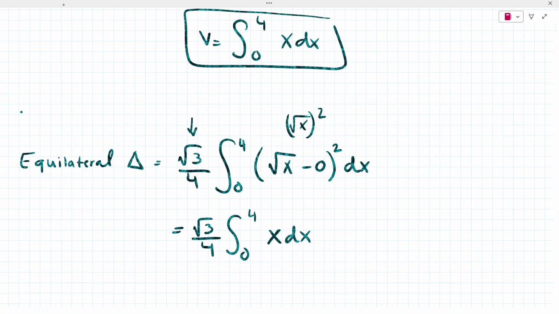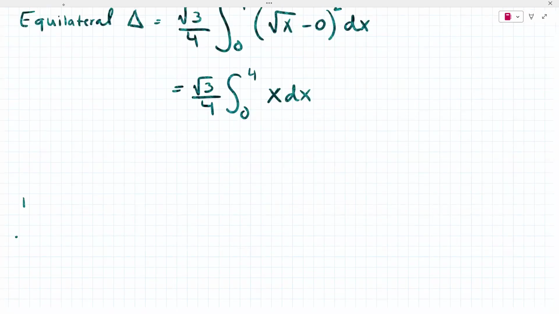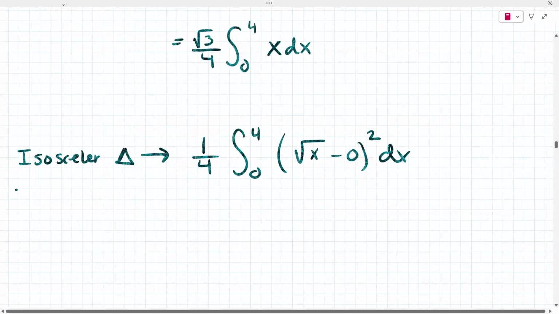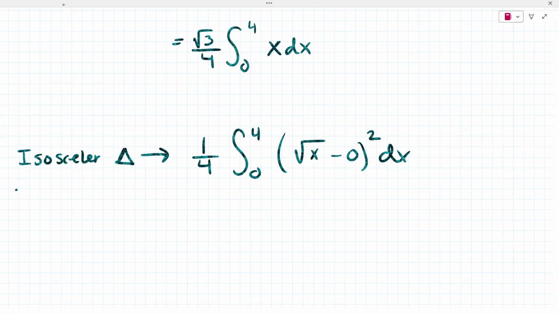Now, what about an isosceles triangle? Isosceles triangle is going to be 1/4 times the integral from 0 to 4, and it's going to be the top minus the bottom. The top is radical x minus the bottom, squared, dx. And what else? So yeah, we'll just leave it as this. I'm not going to simplify it. You can do this, right? I just wanted to show you the setup.